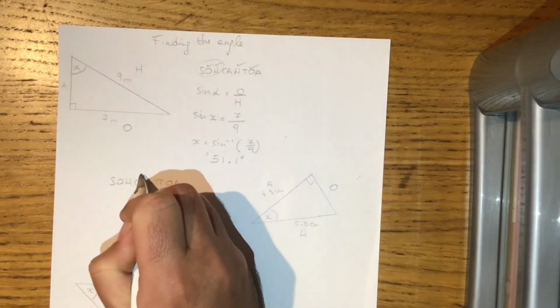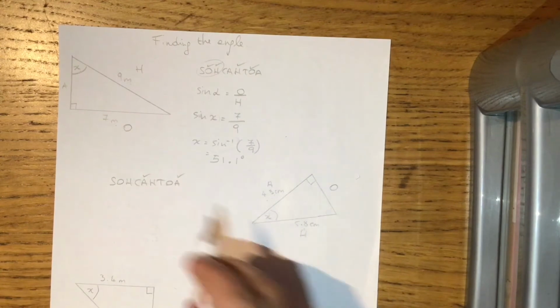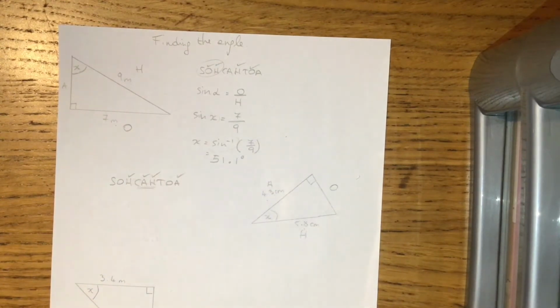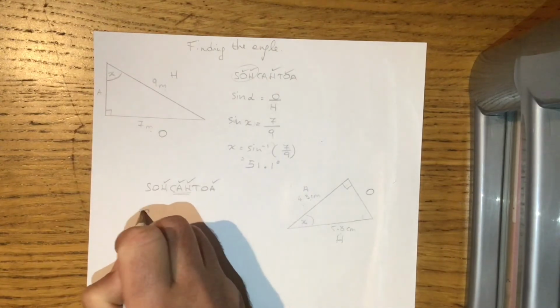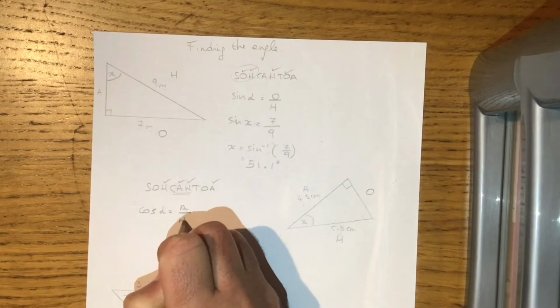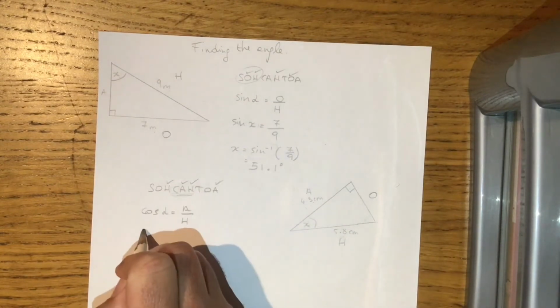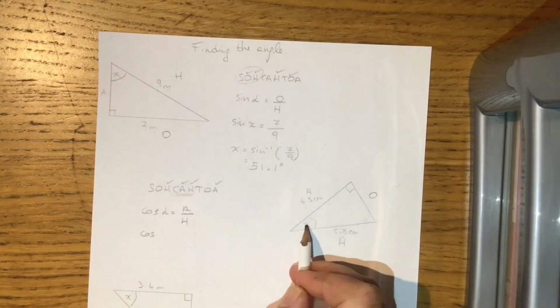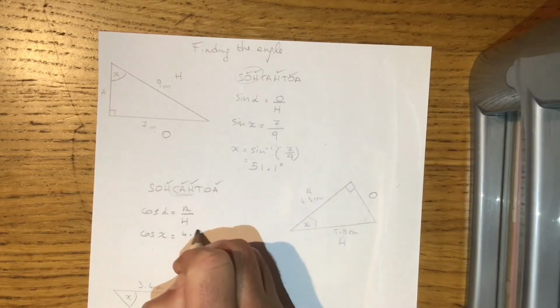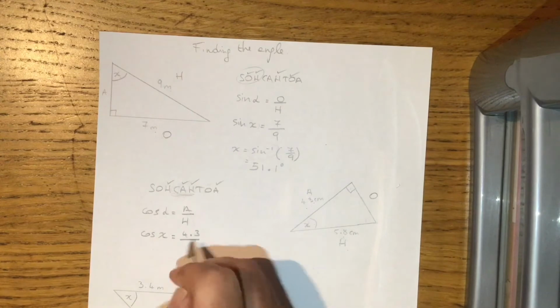I've got A and H. That's the one I need to use. So now cos of the angle is A over H. So now cos of the angle x is A, which is 4.3, over H, 5.8.